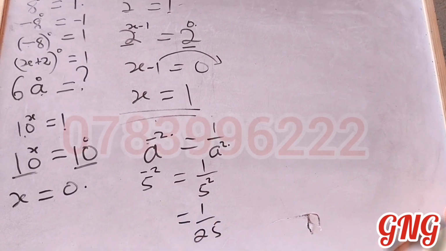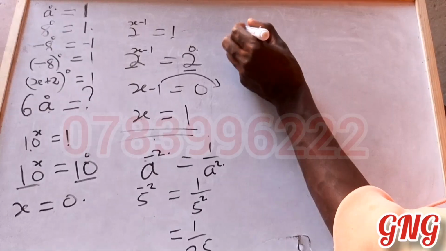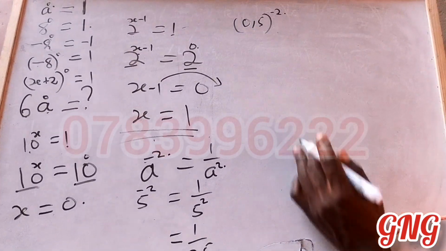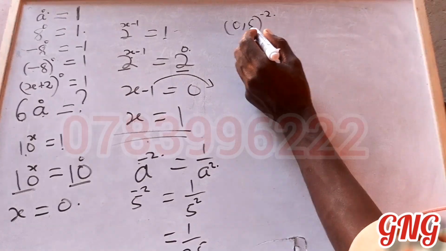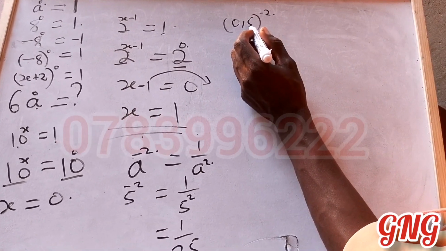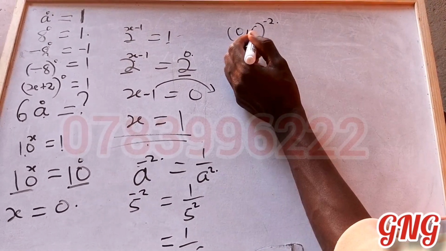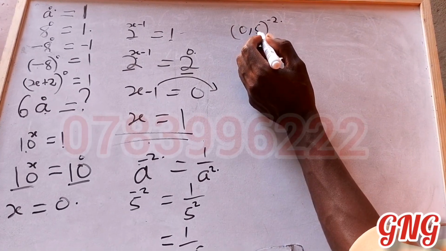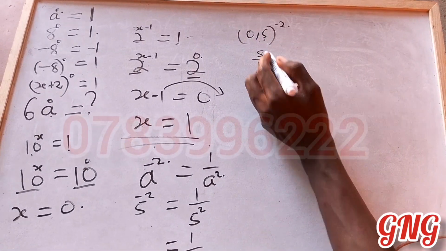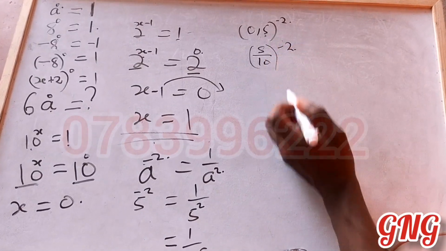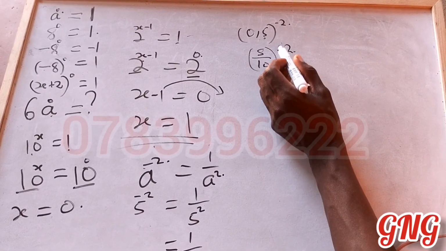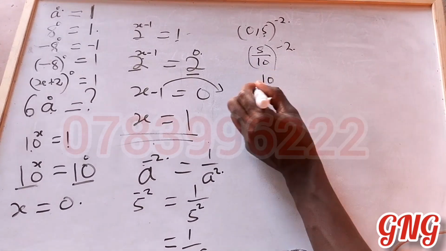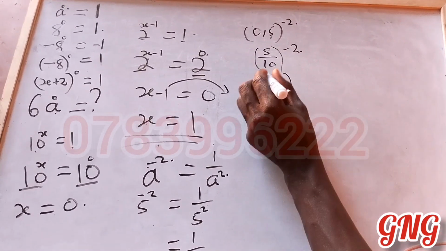It's very simple, guys. You're going to be given 0.5 to the power minus 2. Remember, how many decimal places do we have? 1 decimal place. So 0.5 is like saying 5 over 10. If it was 0.05, we would say 5 over 100. Remember the power minus 2. How are we going to remove this negative sign? We're going to put 10 above and the 5 below, like this.